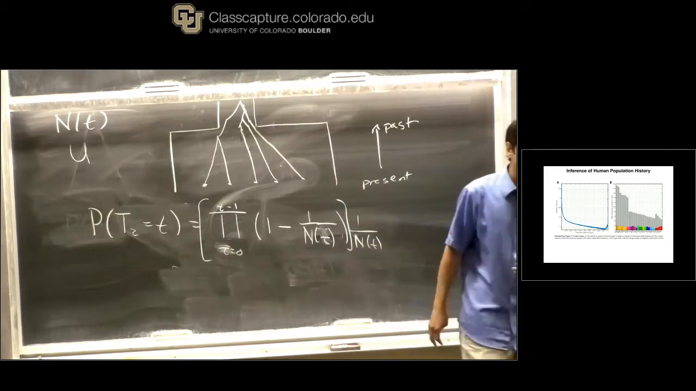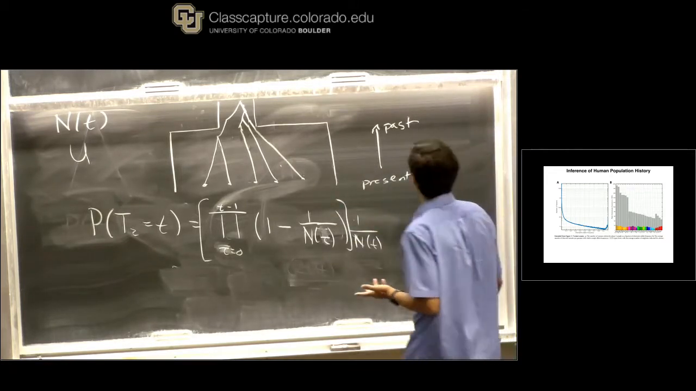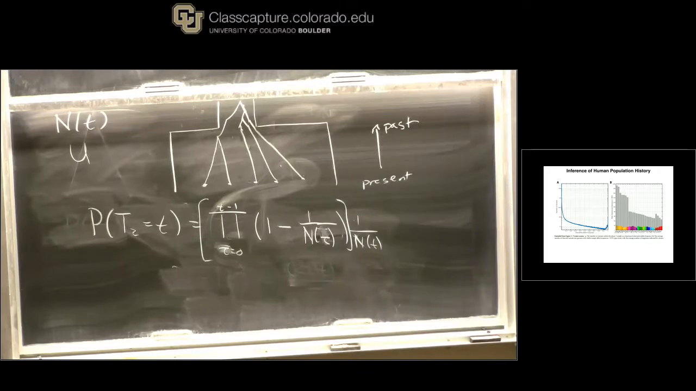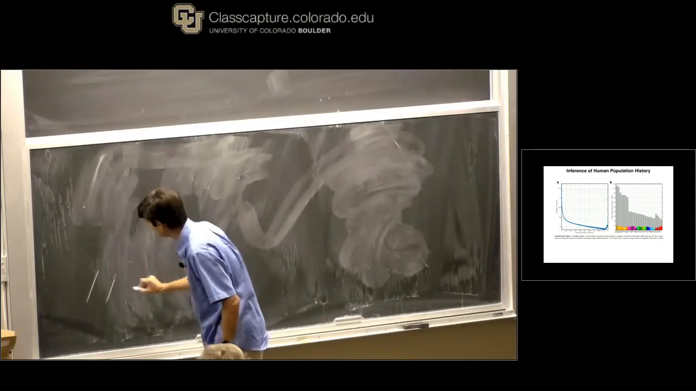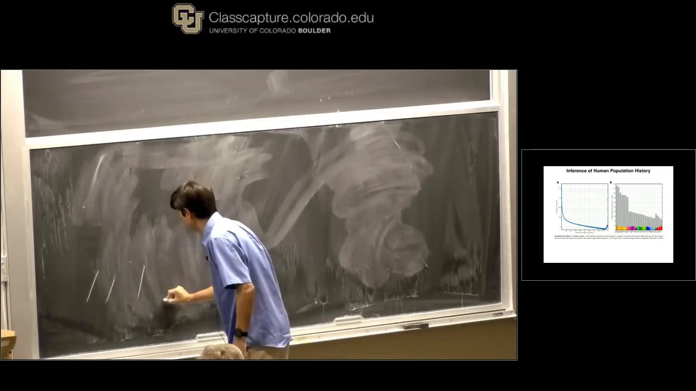So this is one sort of thing, all right? And we can then also fit even more complicated things. For humans, for example, and for lots of organisms, we believe that there's also some kind of population structure. So another thing we could imagine doing, and this is really going to be hard for me to draw, let me try my best.